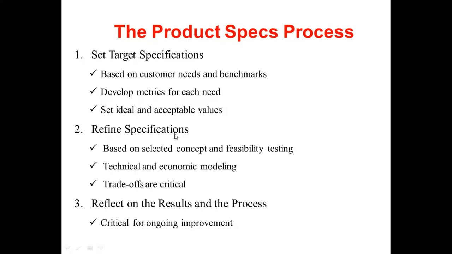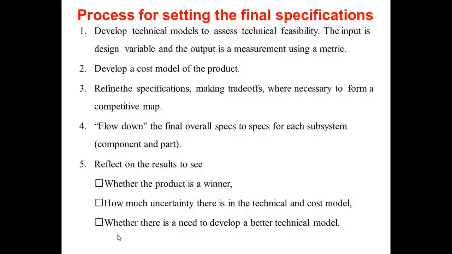Then refine the specification based on the selected concept and feasibility testing, technical and economic modeling, and trade-offs where critical. After testing of the product concept, we get the final set of specifications. Then reflect on the result and the process, critical for ongoing improvement. Then the process for setting the final specification.